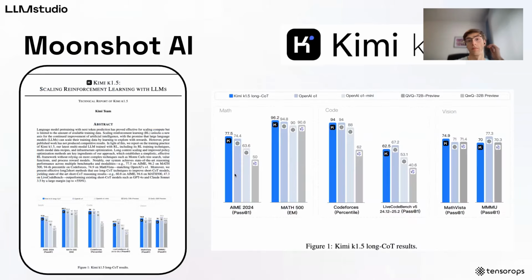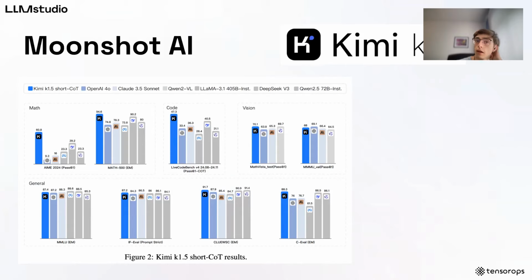But then on short chain of thought, they actually show a huge improvement over other models, especially comparing to smaller models like OpenAI's 4o or Claude's 3.5 Sonnet. And here, people have been saying that this model is quite good. Plus, it's quite fast, especially when compared to DeepSeek's R1 or OpenAI's O1. So I'm not going to go more in depth into this, but it's just to give the idea that there are indeed more players.